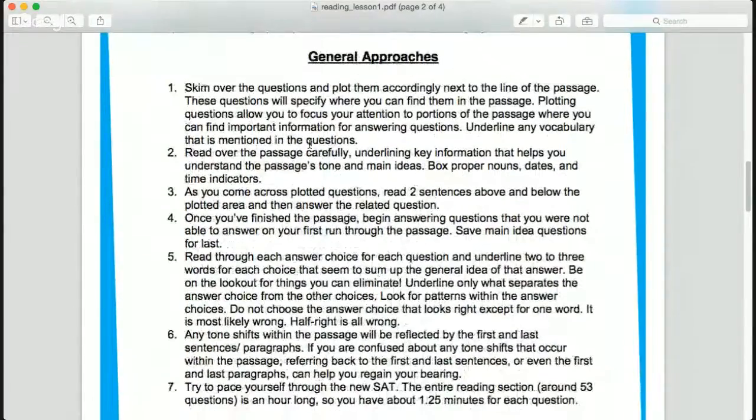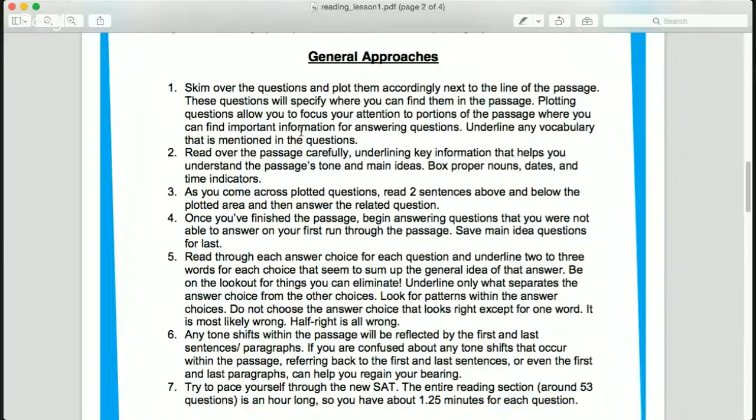Now we're going to move on to some general approaches toward the SAT reading section. 1. Skim over the questions and plot them accordingly next to the line of the passage. These questions will specify where you can find them in the passage. Plotting questions allows you to focus your attention on portions of the passage where you can find important information for answering questions. Underline any vocabulary that is mentioned in the question.